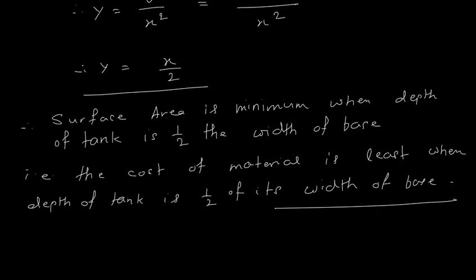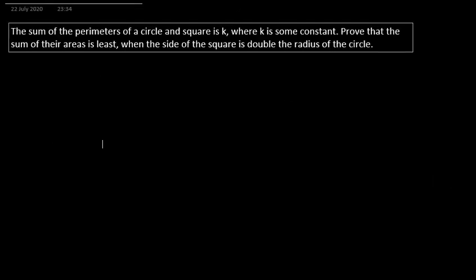Let us see the second question. The sum of the perimeters of a circle and a square is k, where k is some constant. We have to prove that the sum of their areas is least when the side of the square is double the radius of the circle. So two things are given, one is a circle and one is a square.